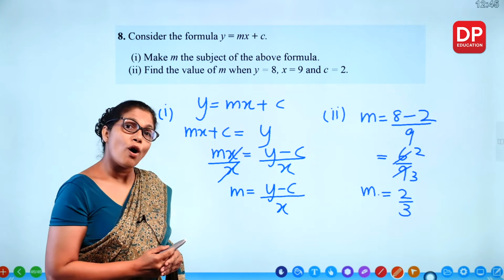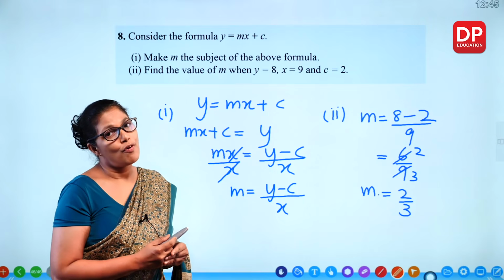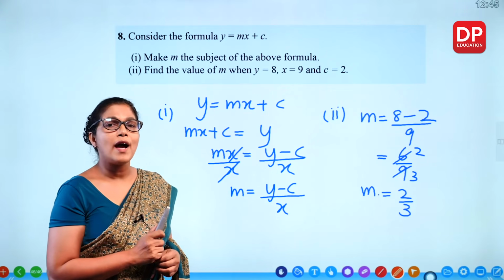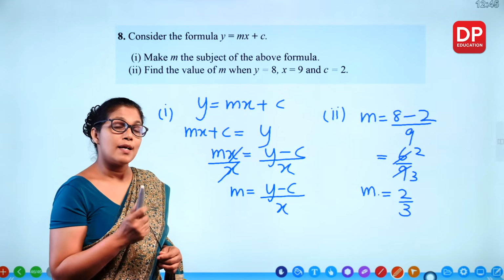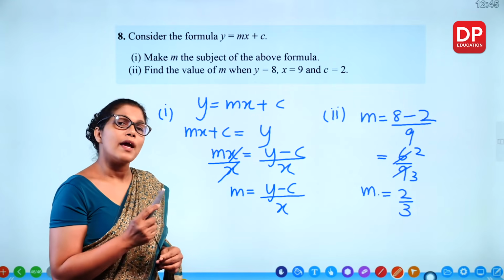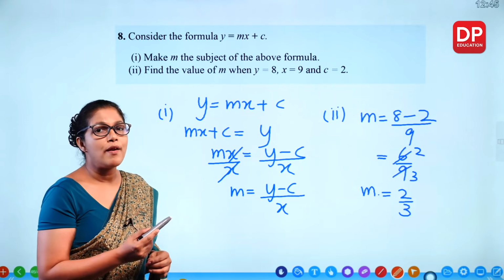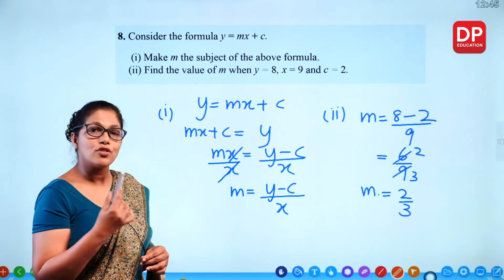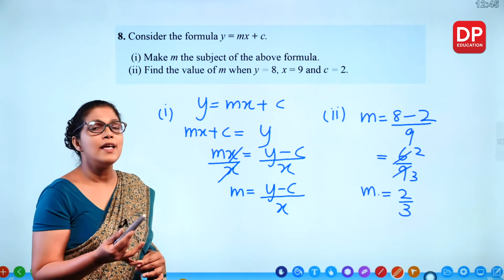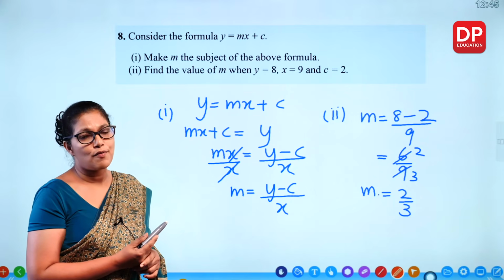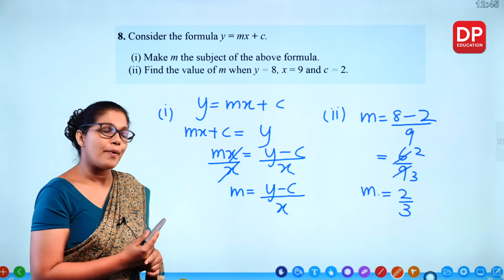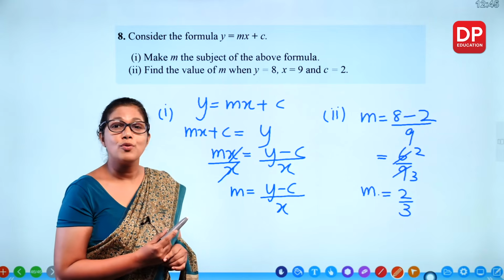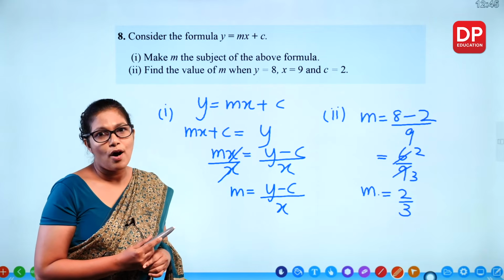So we covered all theory related to formulae. Make sure that if you want to find out the solutions by substituting, you can either make that variable the subject of the formula, or you can just substitute and finally you can find out the answer for the variable. So practice all these exercises and make sure that you know everything about formulae.